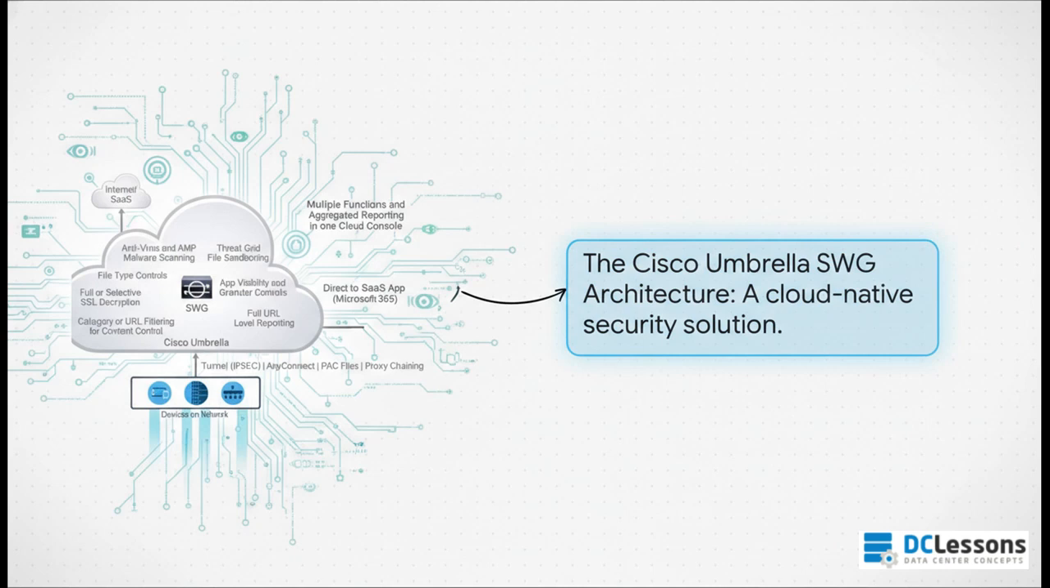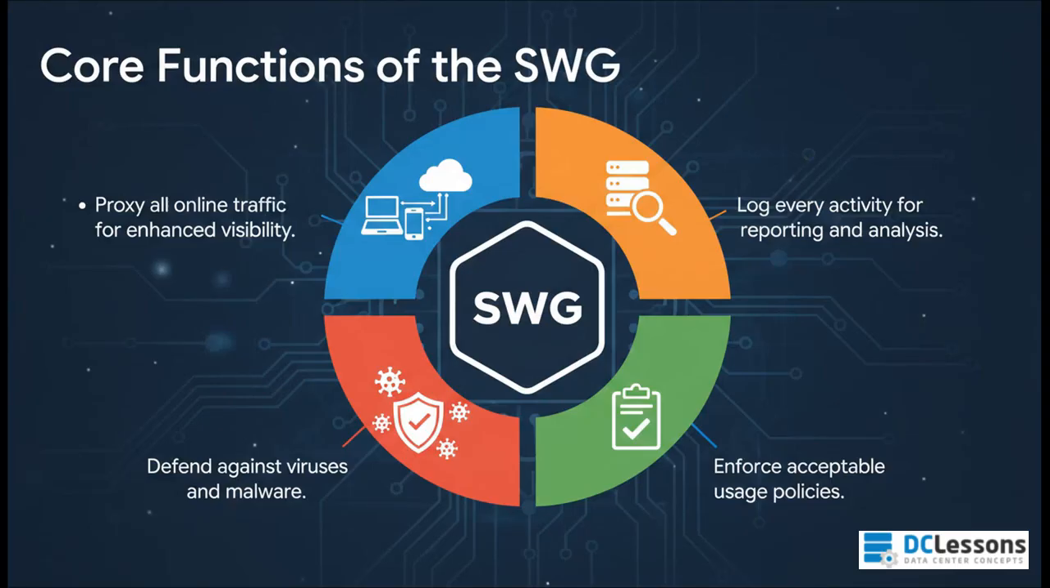You can do this a few ways, right? Through an IPsec tunnel, using the AnyConnect client, or even with simple PAC files. But here's the main takeaway. All of their internet traffic gets funneled through this one central point for inspection and, of course, for enforcing your policies.